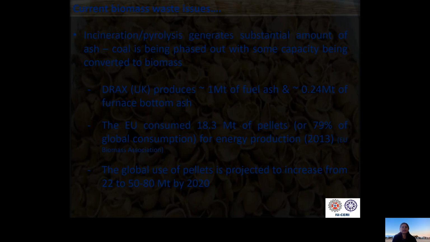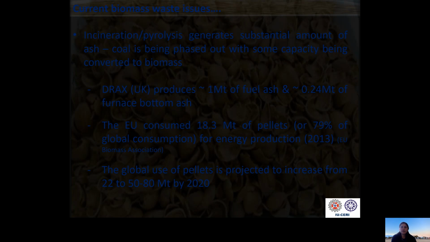Incineration or pyrolysis generates a substantial amount of ash, as coal is being phased out with some capacity being converted to biomass. Drax, which is the biggest biomass energy producer or incinerator in the UK, produces about 1 megaton of fuel ash and about 0.24 megatons of furnace bottom ash. So these ashes need to be managed, and there is a footprint associated with this, because for disposal or management of these ashes, transport, for example, is required.